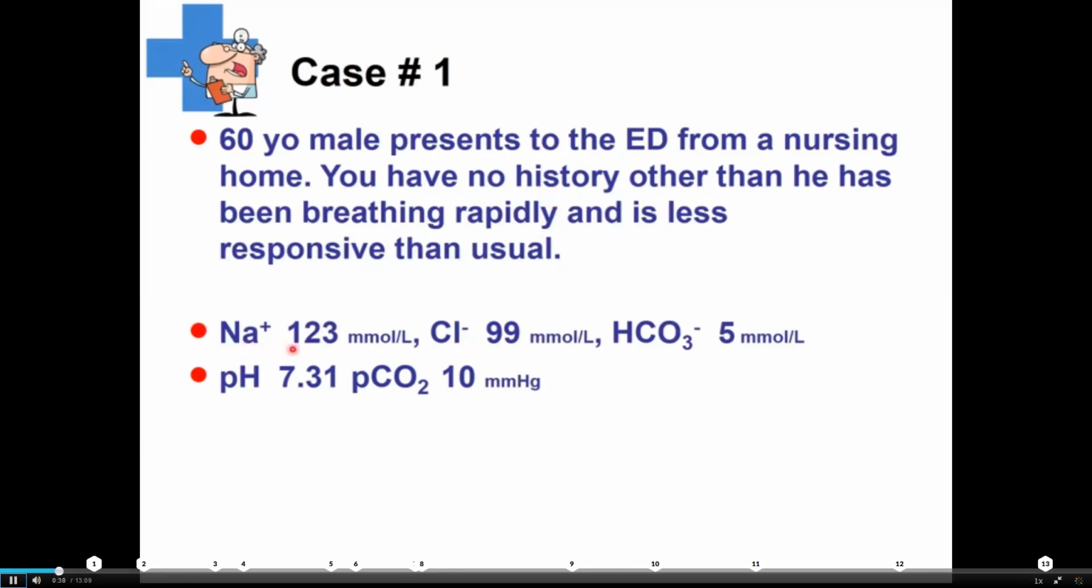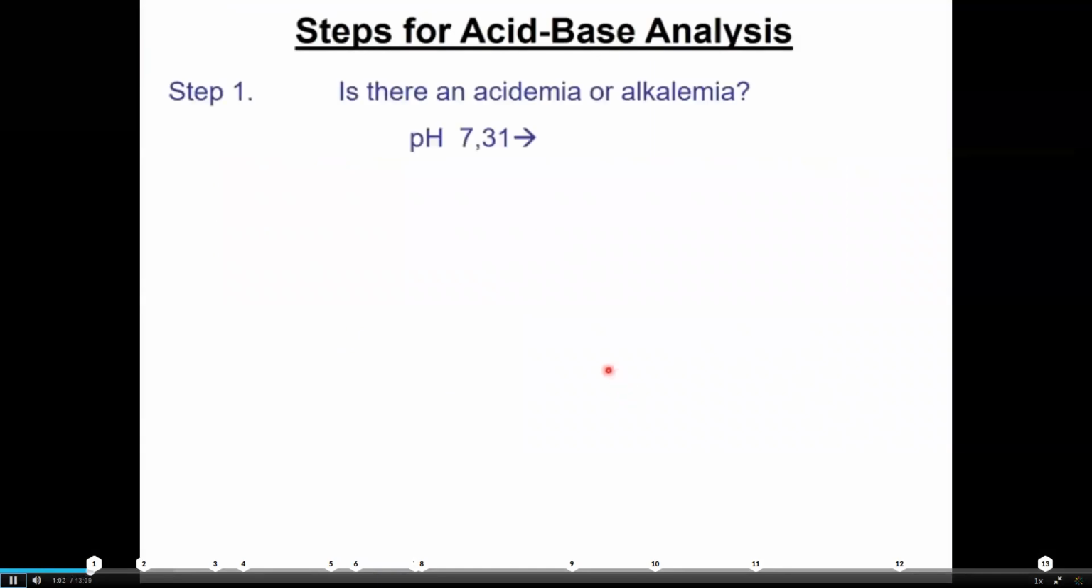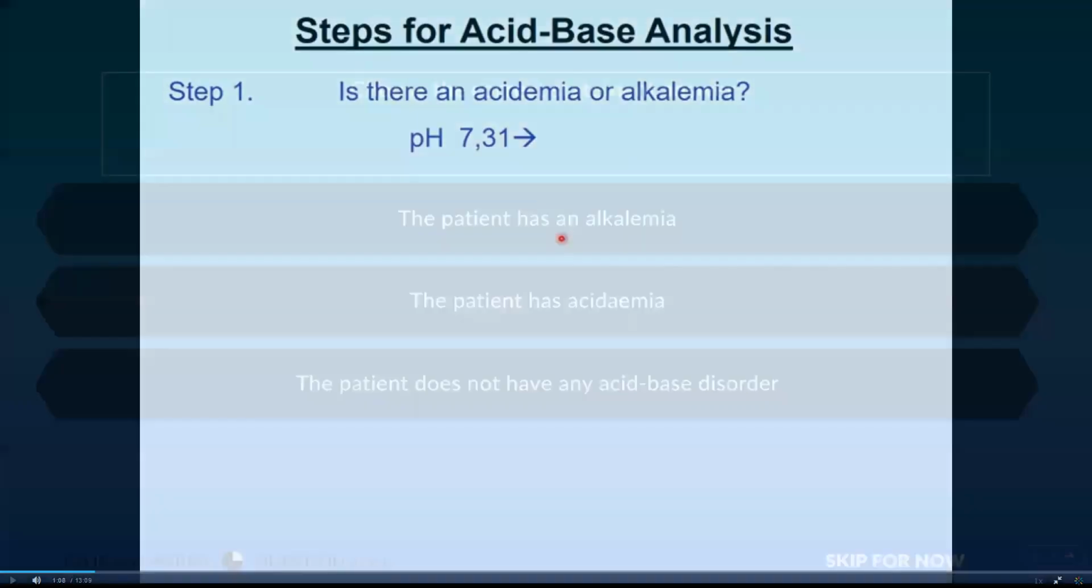Serum sodium concentration is 123 millimole per liter. The chloride is 99 millimole per liter. The bicarbonate value is 5 millimole per liter, and the pH is 7.31. The PCO2 in this patient is 10 millimeters of mercury. Let's start to evaluate this patient. The first thing that we have to see is the difference from the normal pH. Is there any or not?